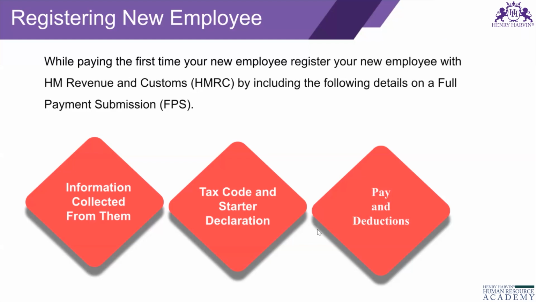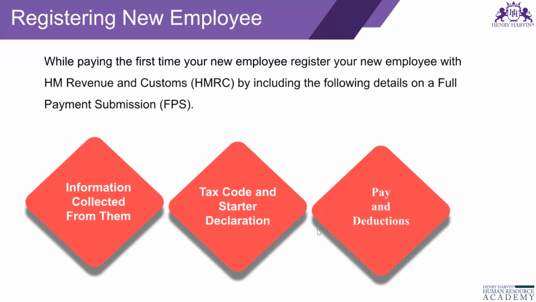The information collected from them means their personal details like date of birth, name, address. Their personal details will be mentioned, and some information we collect from them, like student loans. Then the tax code and starter declaration. The tax code, as I told you, is used for taxation purposes. Starter declaration means the employee declares whether they have a student loan or not. This is some information that we fetch from the starter declaration form.